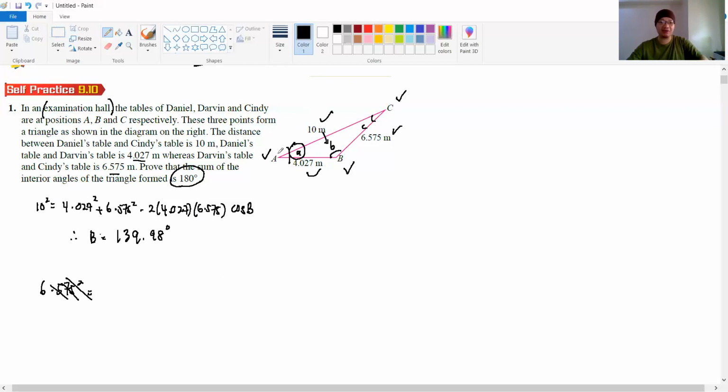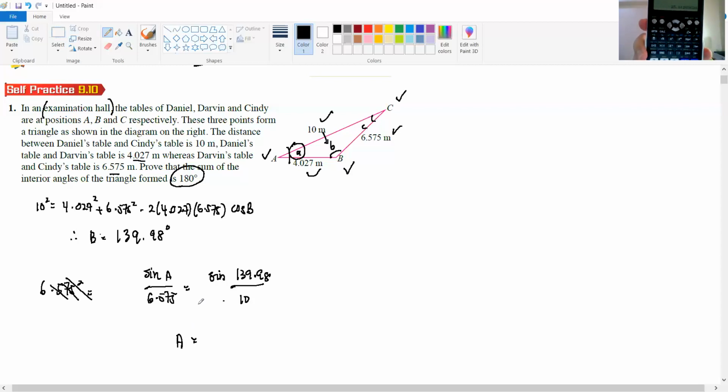Since I want to find the angle of A, it will be sine A over 6.575 equals to sine B over 10, so sine 139.98 divided by 10. You need to simplify this, then cross multiply, and then make sine A the subject, and then you find your A. So how much now? 6.575 sine 139.98 divided by 10, shift sine, answer. The answer is 25.01 degrees. Then that is your answer for A.